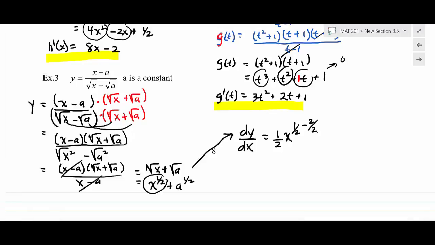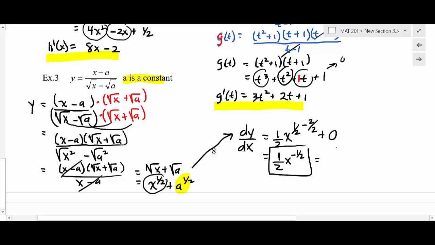0. How come? Constant. It's a constant, exactly. That's a part of the problem. It says a is a constant, so if that's a constant, then that derivative is going to go to 0 like that. So it looks like you would get 1/2 x to the negative 1/2 like that. And that would be one way to write the derivative. The other way to write the derivative is 1 over x to the 1/2 or 1 over 2 radical x.